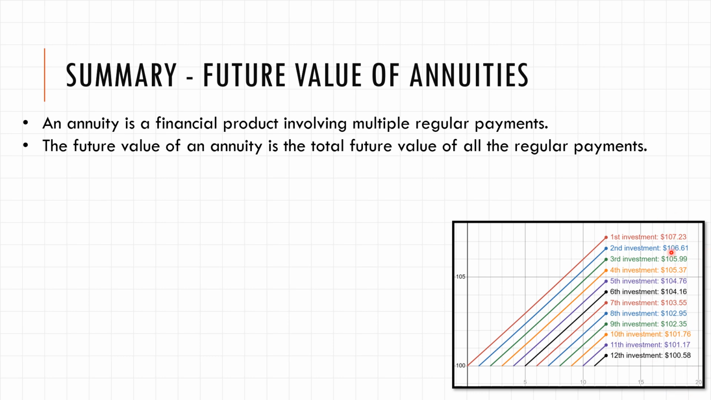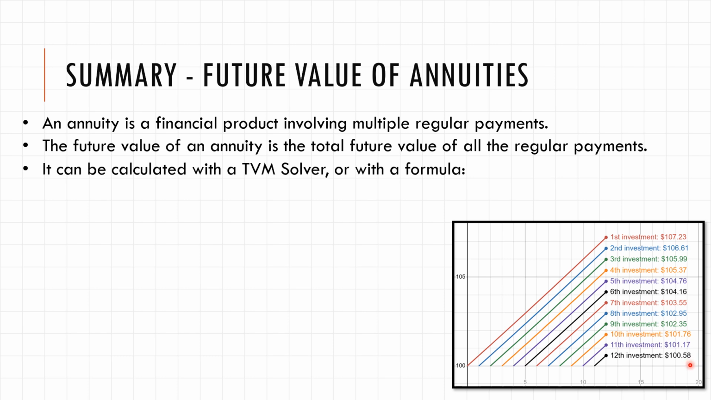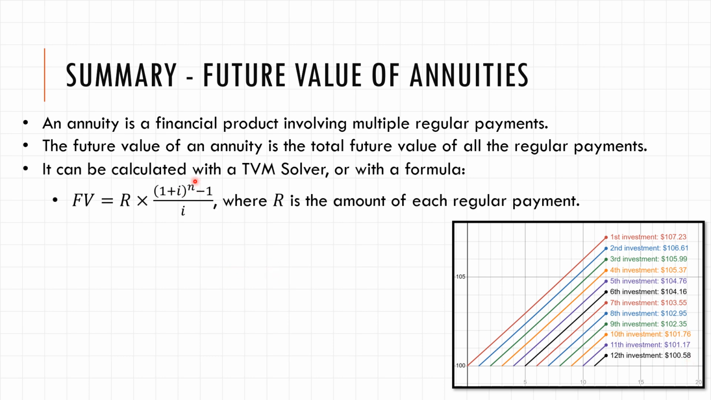And this value, you can either do this separately and add them all up, but that might take a really, really long time. Instead, you can use a TVM solver, or you can even use a formula. This is the formula for the future value of an annuity, where R is the amount of each regular payment. So in this case, it would be 100. I is the interest rate per period, N is the number of periods.